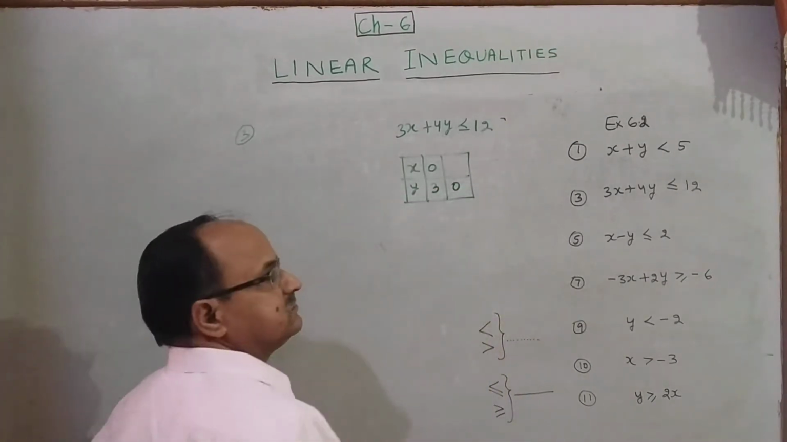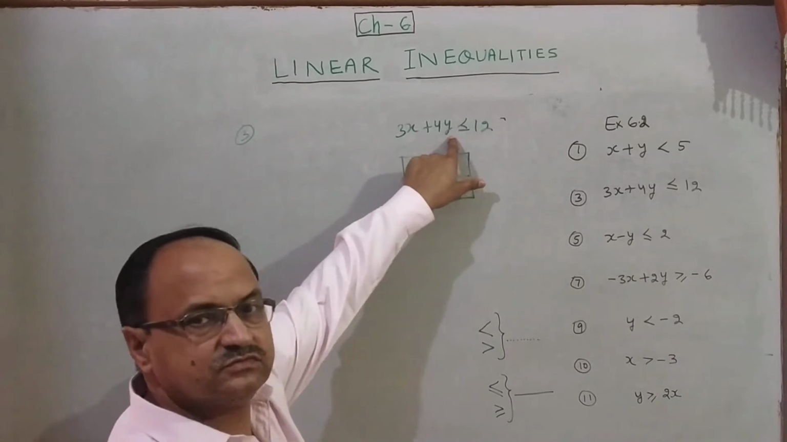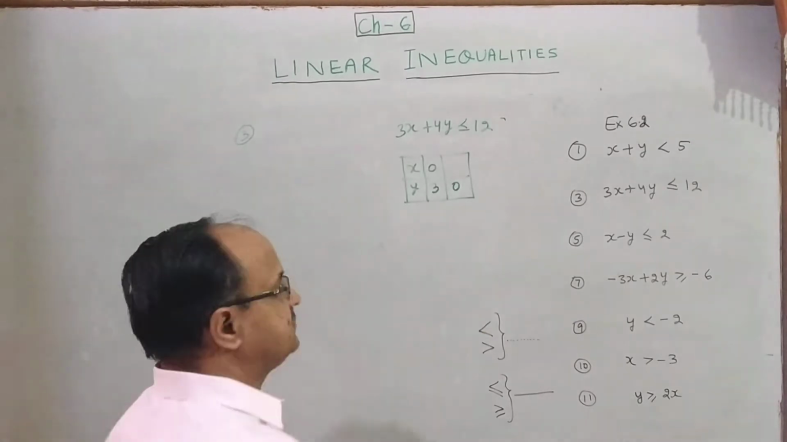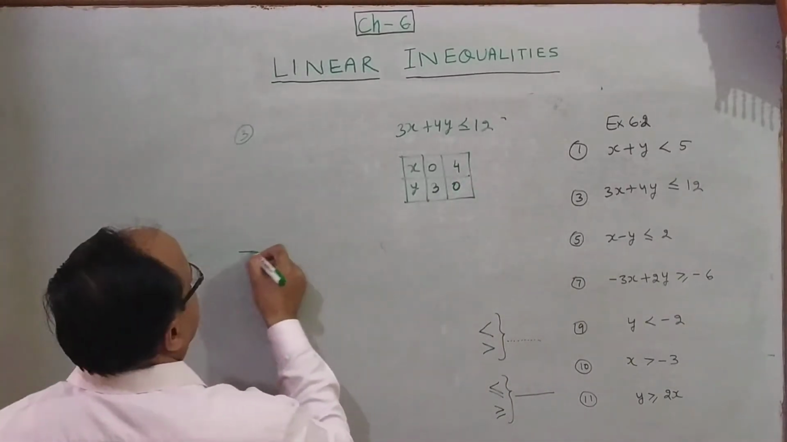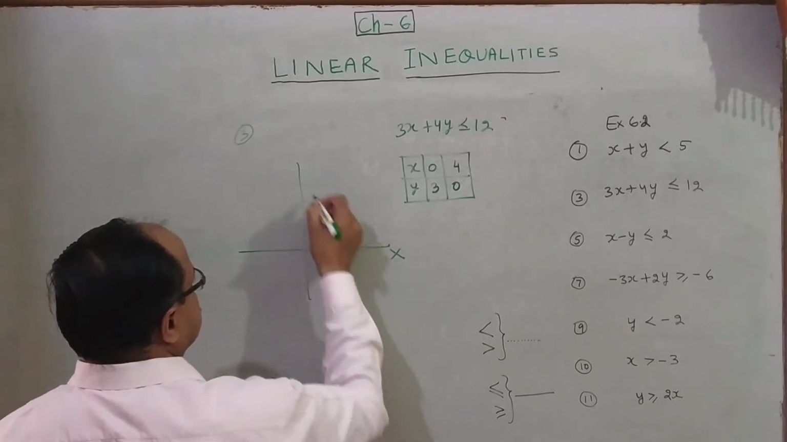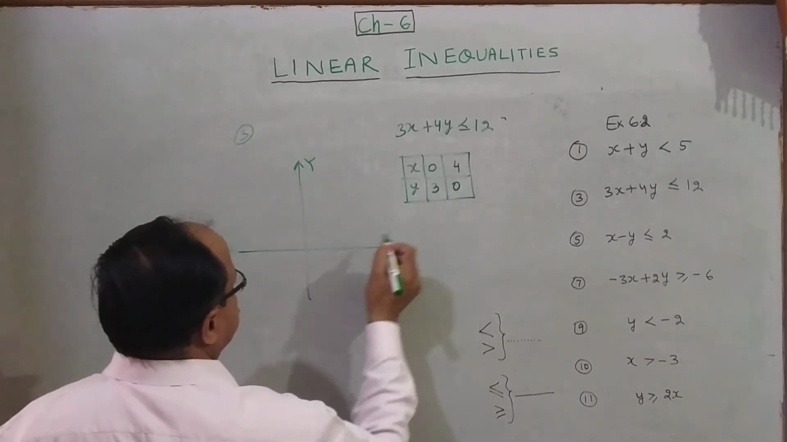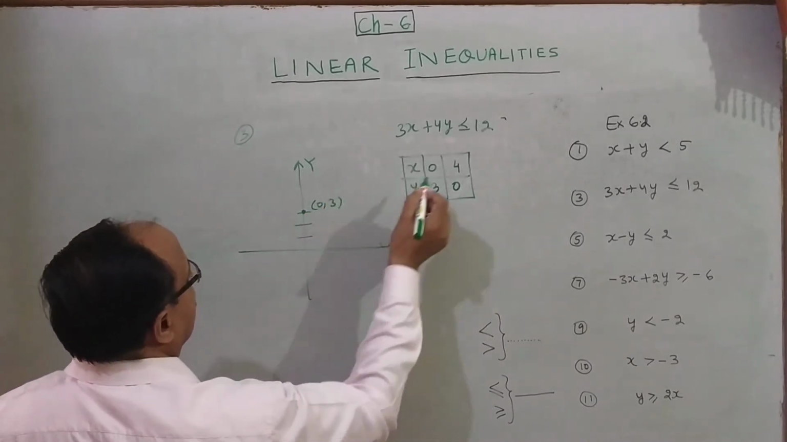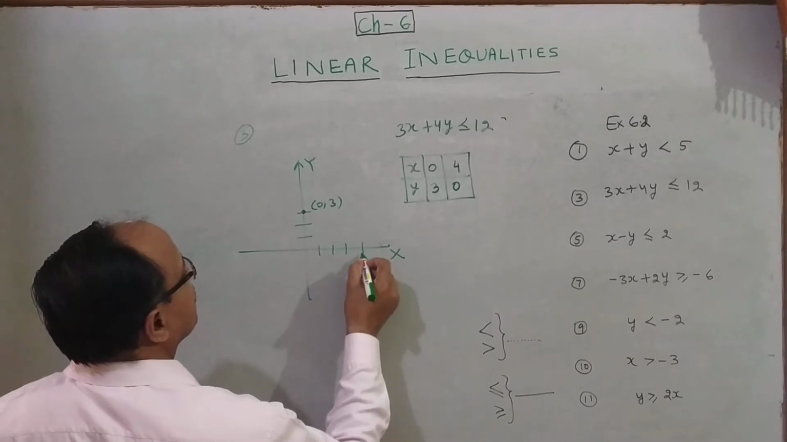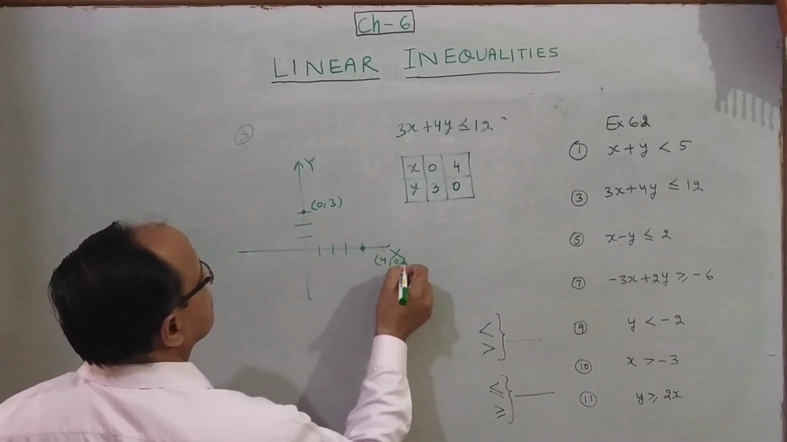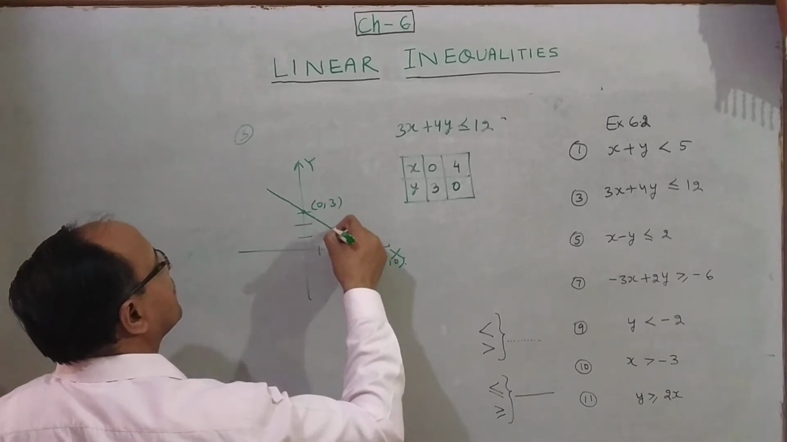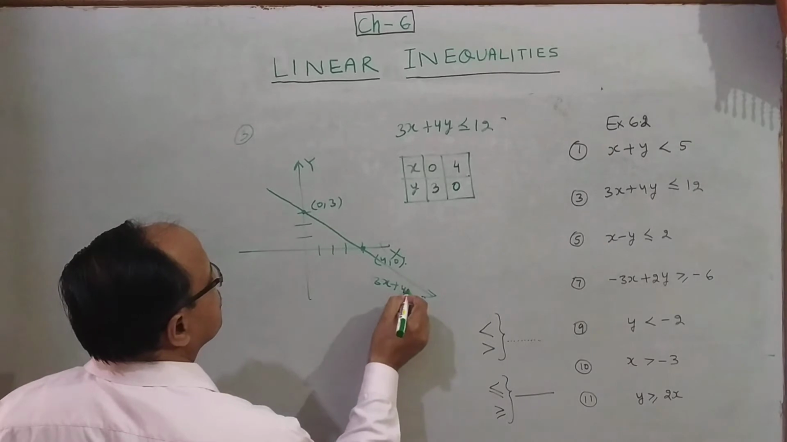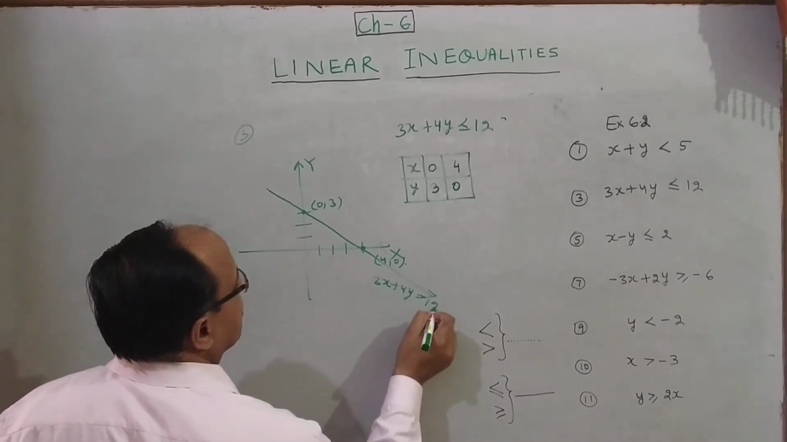If y is equal to 0, then 3x is equal to 12, then x is equal to 4. Draw the graph. X-axis, y-axis, 0, 3. 1, 2, 3, this is 0, 3. And 4, 0. 1, 2, 3, 4. This is 4, 0. And draw the line 3x plus 4y is equal to 12.